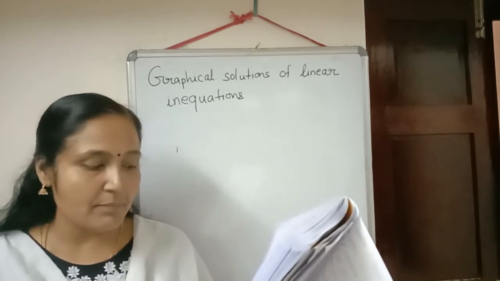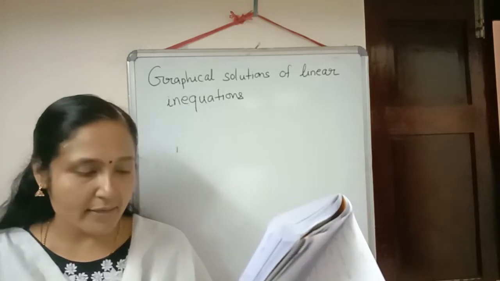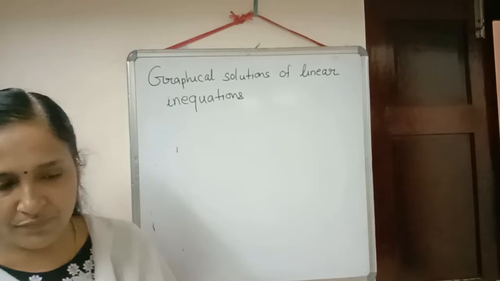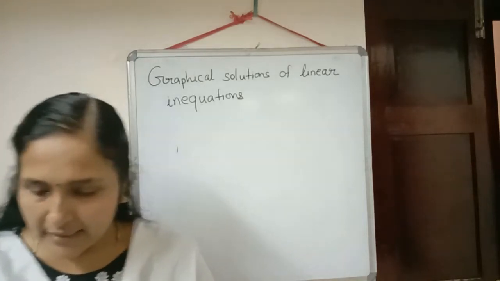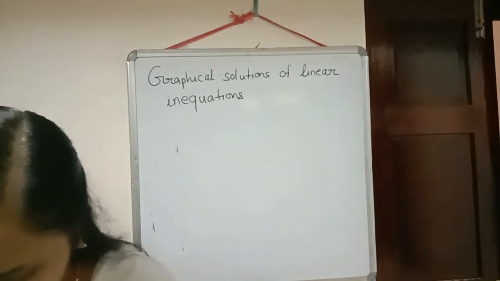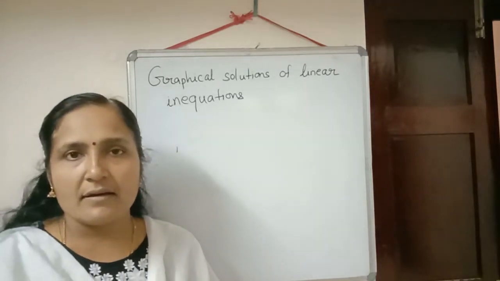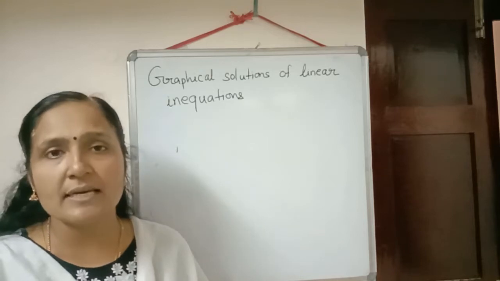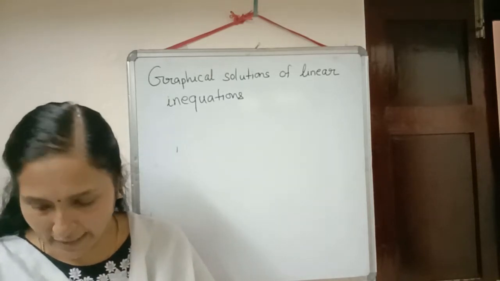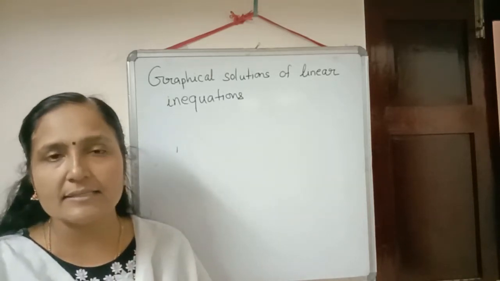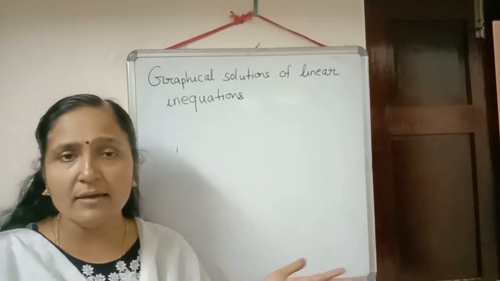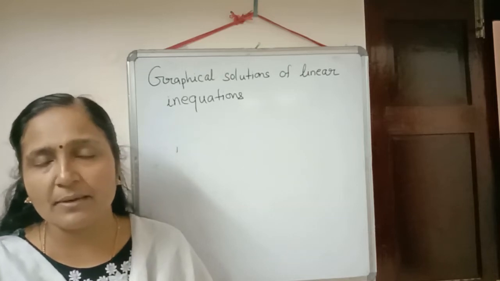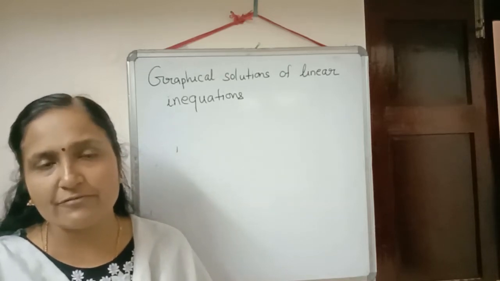If the selected point satisfies the inequation, then the solution region will be towards that point. Otherwise, it will be on the opposite side of that point.